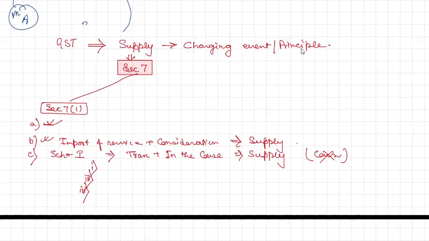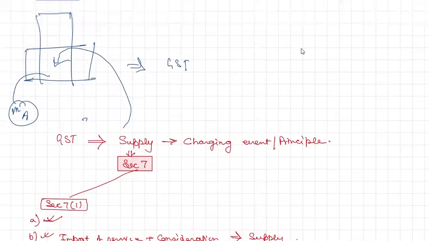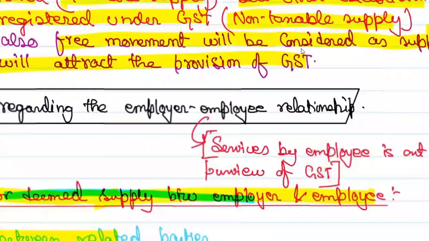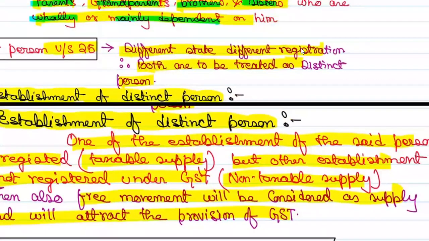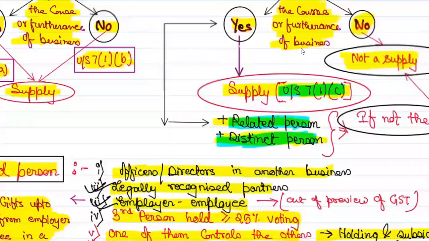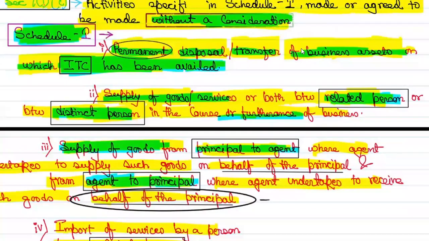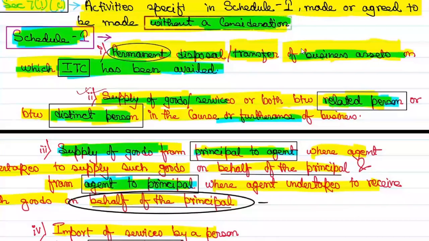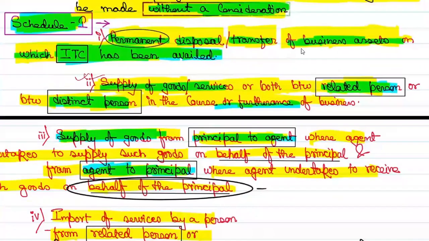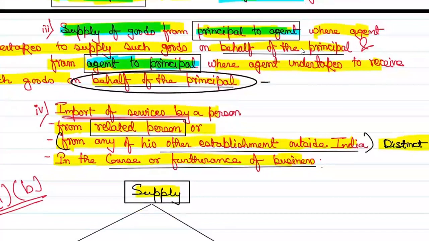Then the fourth entry was, let me check, I'm forgetting the fourth entry. Yeah: supply of goods or service between related persons or distinct persons in the course or furtherance of business, and import of service by a person from a related person or any of his establishments outside India, that means a distinct person, in the course or furtherance of business. So these were the four cases.